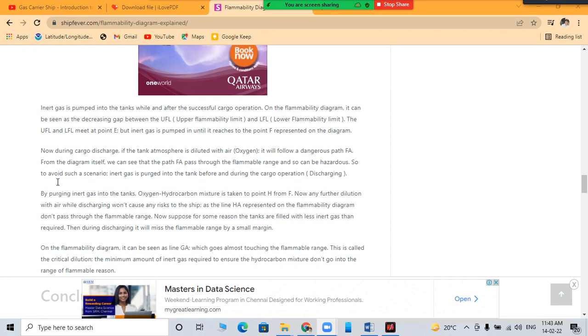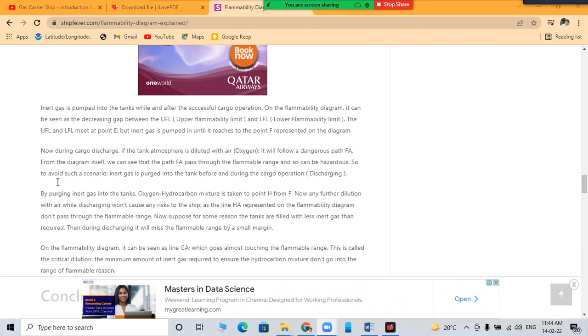Now during the cargo discharge, if the tank atmosphere is diluted with air oxygen, it will follow a dangerous path FA. From the diagram itself, we can see that the path FA passes through the flammable range, and so it can be hazardous. To avoid such a scenario, inert gas is purged into the tank before and during the cargo discharging operation. So generally, during the discharging operation, we are purging inert gas into the tank so that there will be no presence of hydrocarbon and oxygen together that could catch fire.